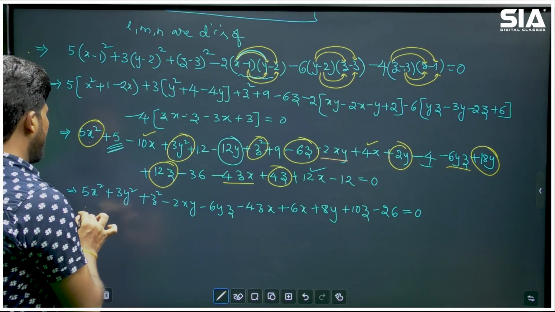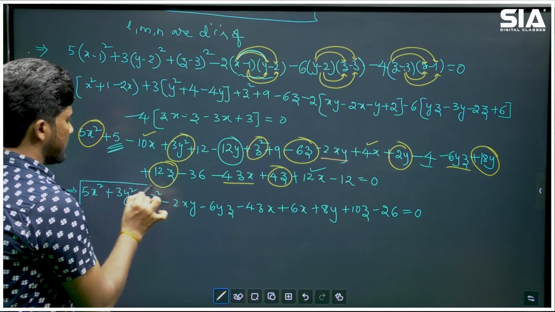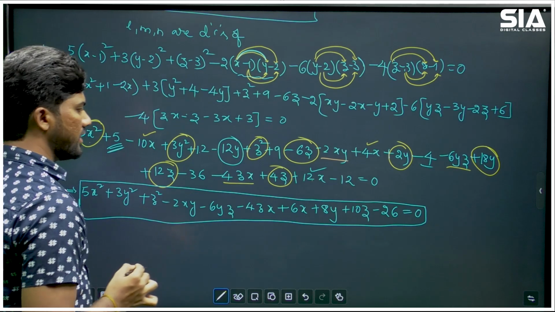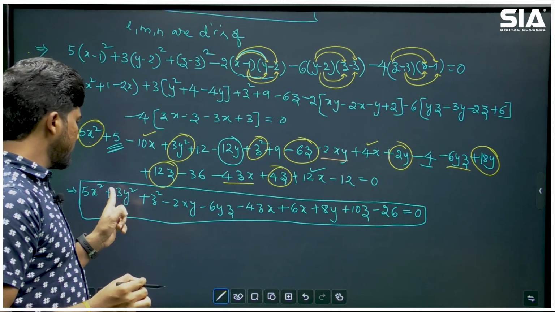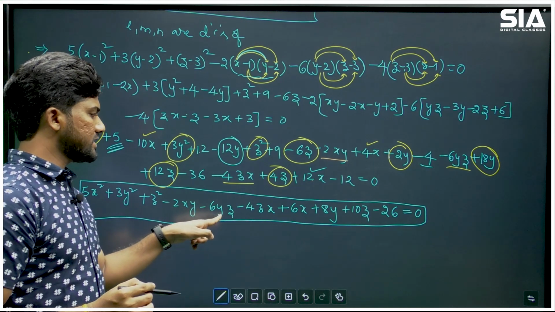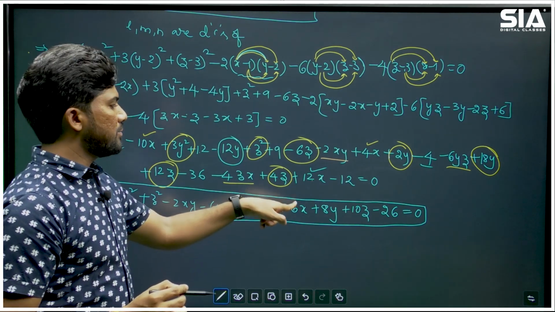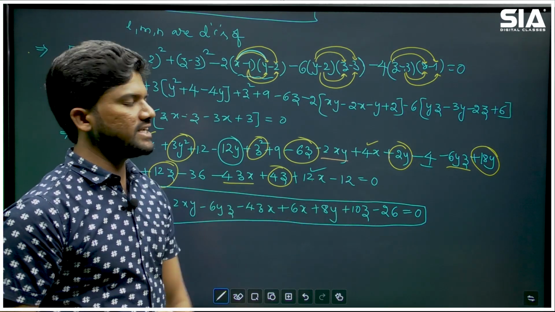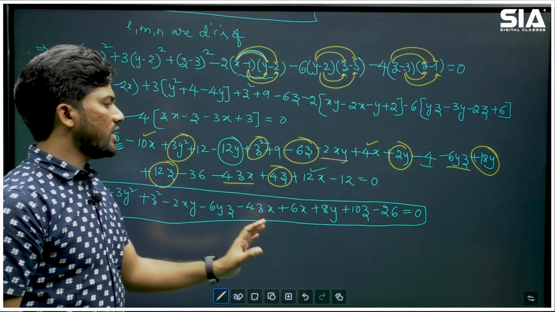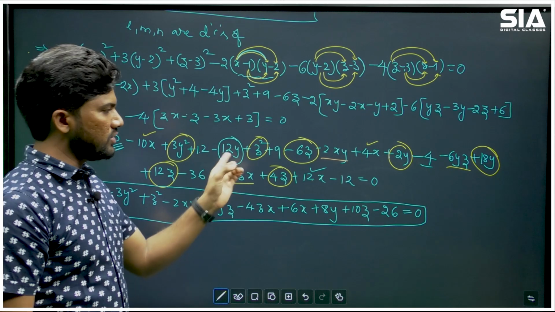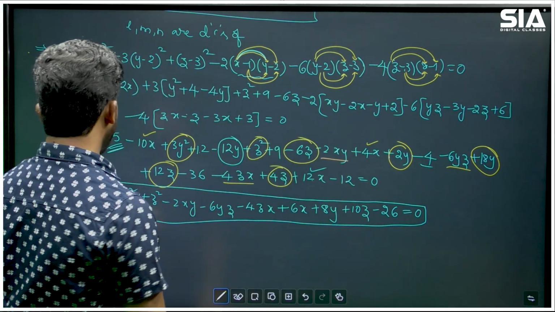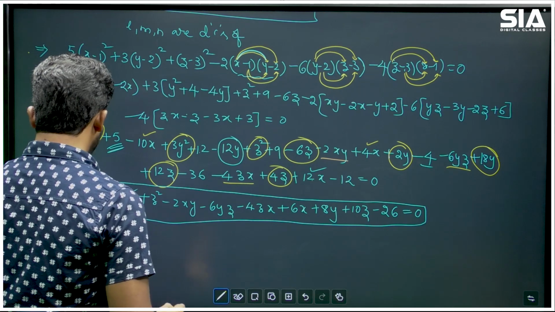So finally, the required equation of the cone is this: 5x square plus 3y square plus z square minus 2xy minus 6yz minus 4zx plus 6x plus 8y plus 10z minus 26 equal to 0. In this format, we have to find the equation of the cone by using the given vertex and the given equation of the circle. So this is the total explanation of this problem.